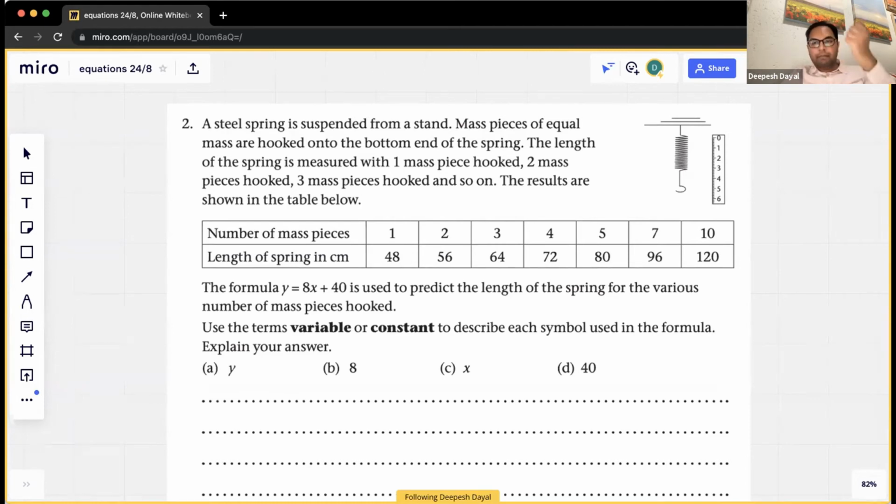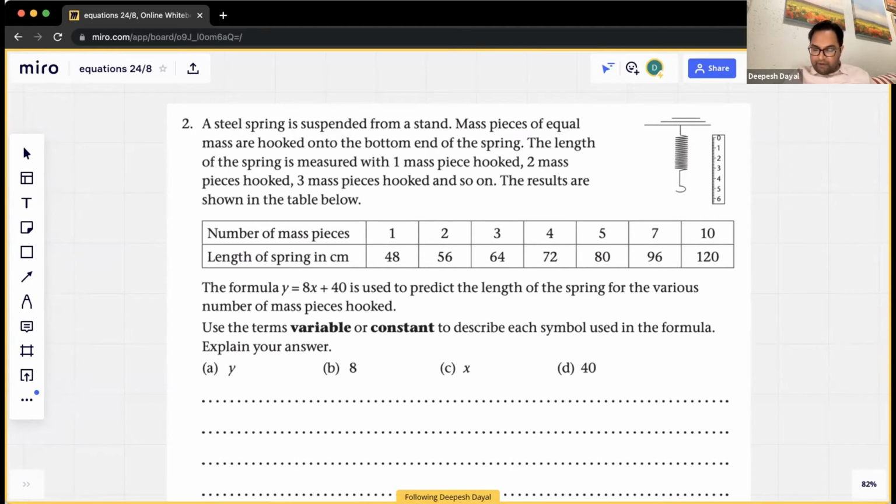So what's happening? The more mass pieces you put on, what happens to the spring? It extends, sir. So the spring extends, and that makes sense. If you've got a spring and you put more weight on it, it's going to be extending. Okay. And the formula y equals 8x plus 40 is used to predict the length of the spring for various numbers of mass pieces hooked.